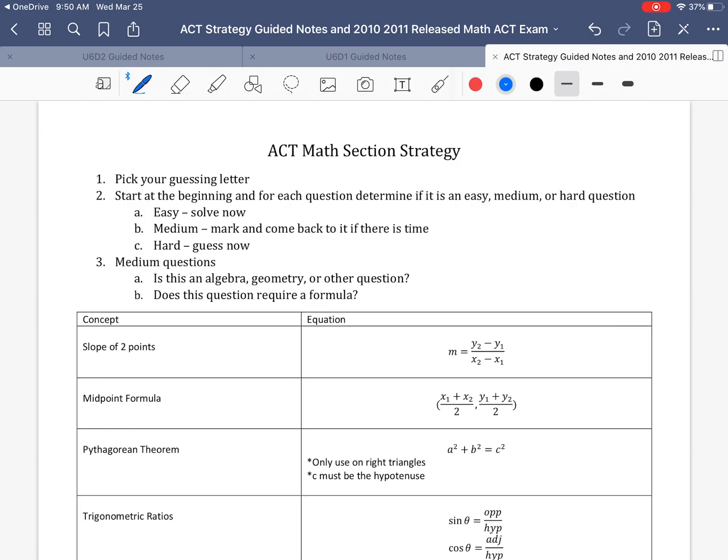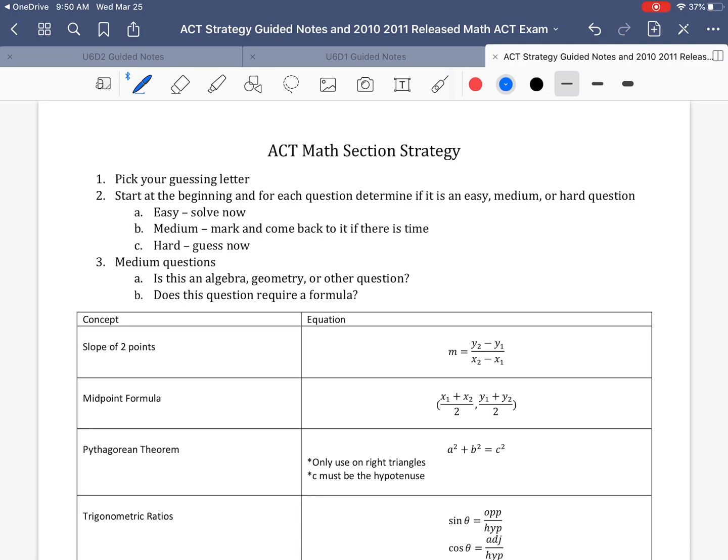All right, strategy number 1 is if you are not sure or you run out of time, I want you to have a letter that's already selected that you're going to use to guess every single time. All right, for me, that's always been the letter C, but you can choose your own letter and just stick with it.